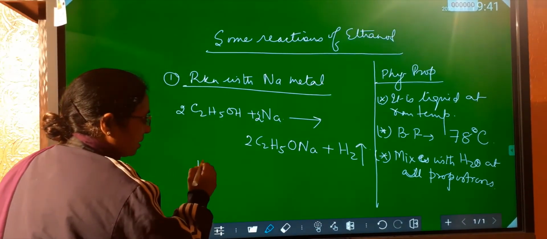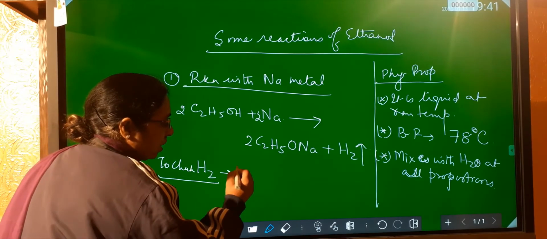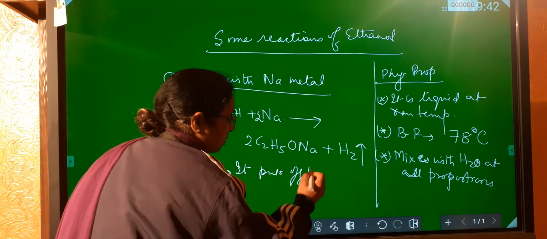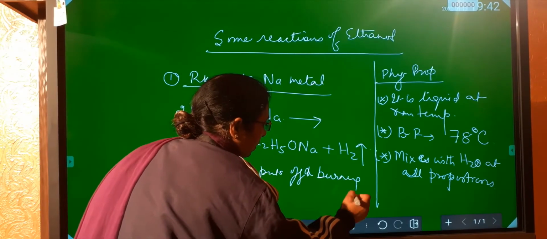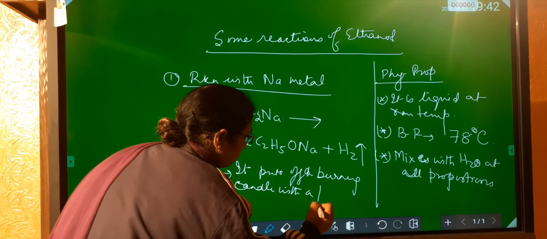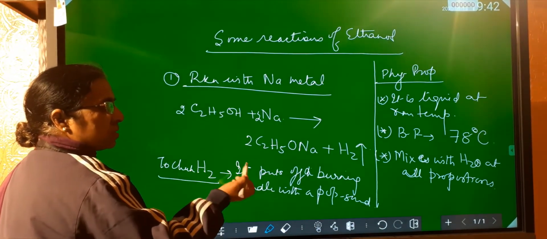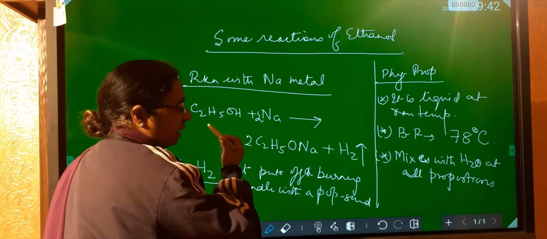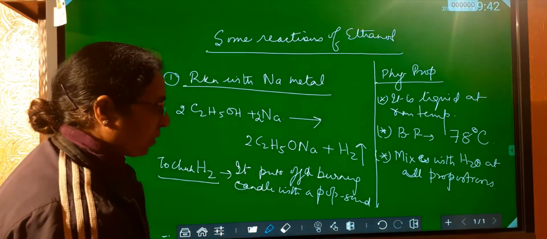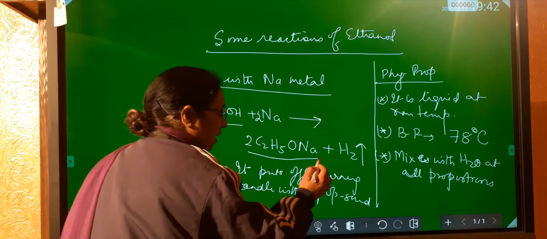H2 को हम जानते हैं कैसे चेक करते हैं. H2 to check, H2 puts off a burning candle with a पॉप साउंड. तो अगर हमने एक सब्सटेंस लिया जिसको हम सोडियम के साथ रिएक्ट कर रहे हैं, और एक गैस प्रोड्यूस हो रही है जो पॉप साउंड के साथ कैंडल को पुट ऑफ कर दे रही है, तो that means that this is इथेनॉल.